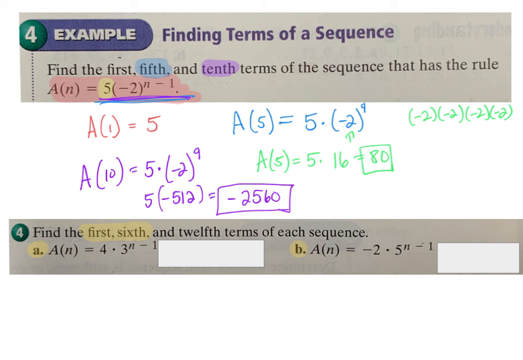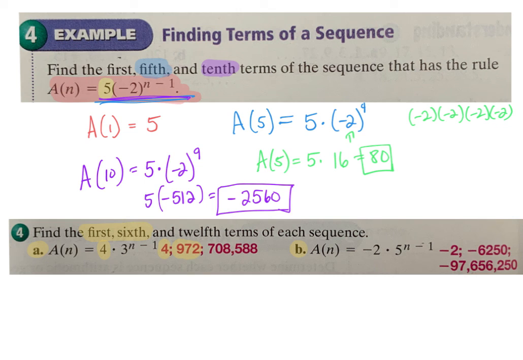For the first one, you wouldn't have gotten the last number because that would be a big one. But the first term was given to you. Should have just been 4. That's the first number they give you. And then you should have said 4 times 3 to the 5th power, which would give you 972 there.